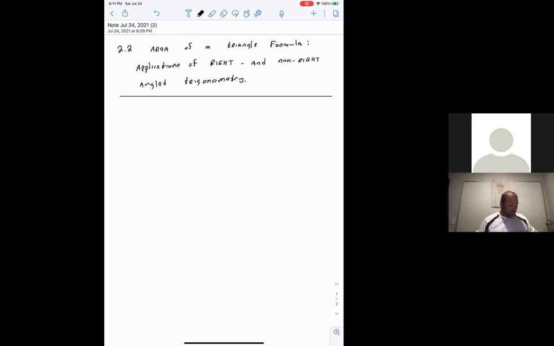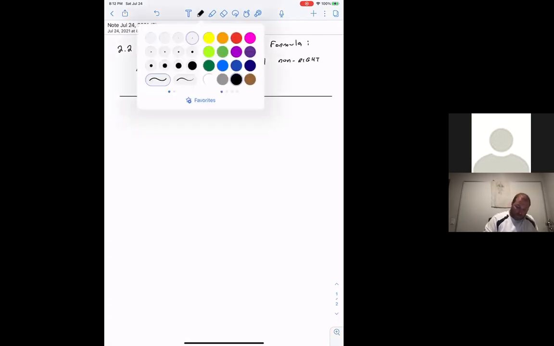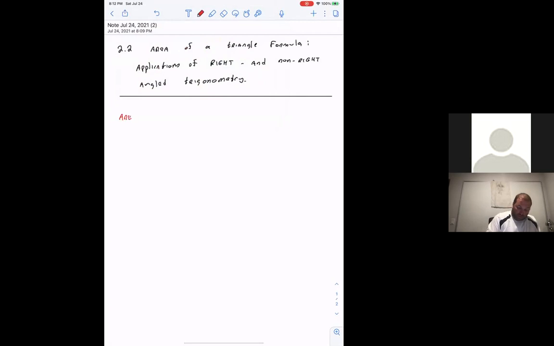So now that we finished section 2.1, we're moving on to section 2.2, which is applications of those four formulas. Again, Pythagorean theorem and SOHCAHTOA for right angle triangles, and the law of sines and the law of cosines for non-right angle triangles. And we're going to start with the formula for the area of a triangle. Now, you probably, hopefully, remember that you already have a formula for the area of a triangle. It's 1/2 base times height.